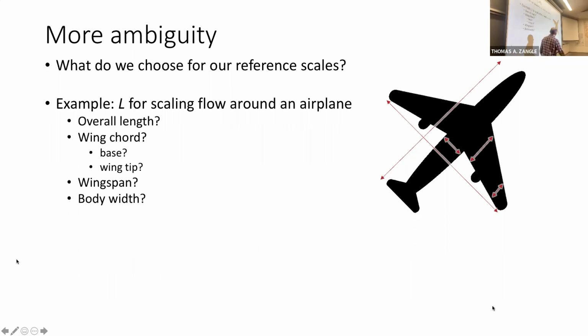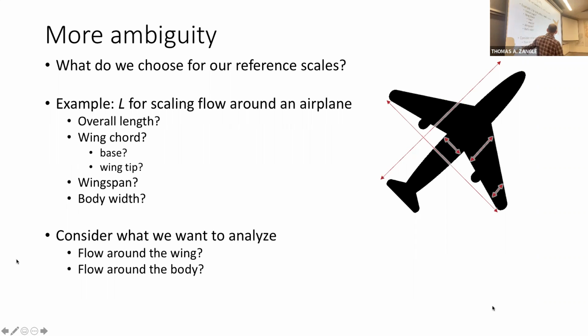So this is the ambiguity, though: what do we choose as the length scale to analyze this problem? And the answer is that we have to consider what it is that we want to analyze, right? So do we care about flow around the wing? If we care about flow around the wing and flow is coming in this direction, then one of these lengths is probably going to be a pretty good scale.